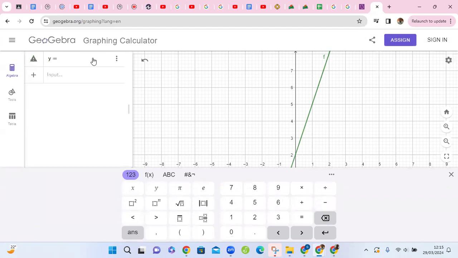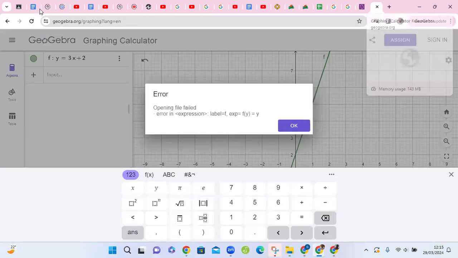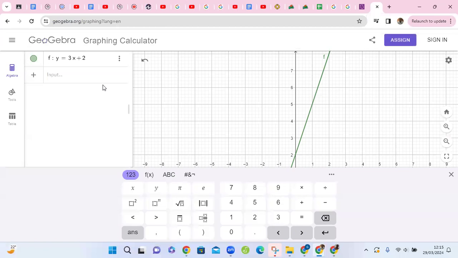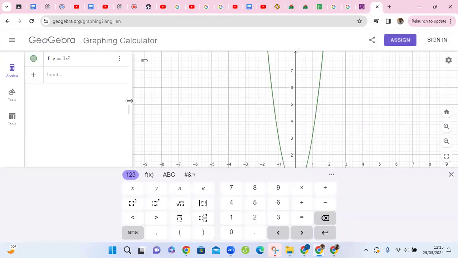Y is equal to 3x squared plus 2x minus 6. To put the square, you can just type shift and number 6, where the upward arrow is, to show you the square. 3x squared plus 2x minus 6.